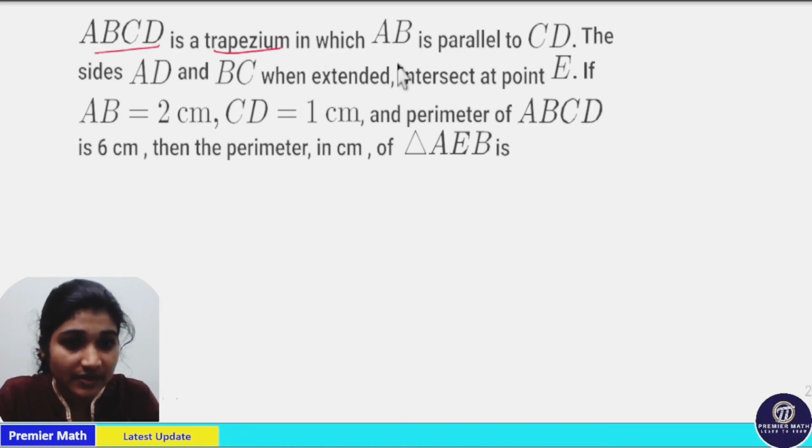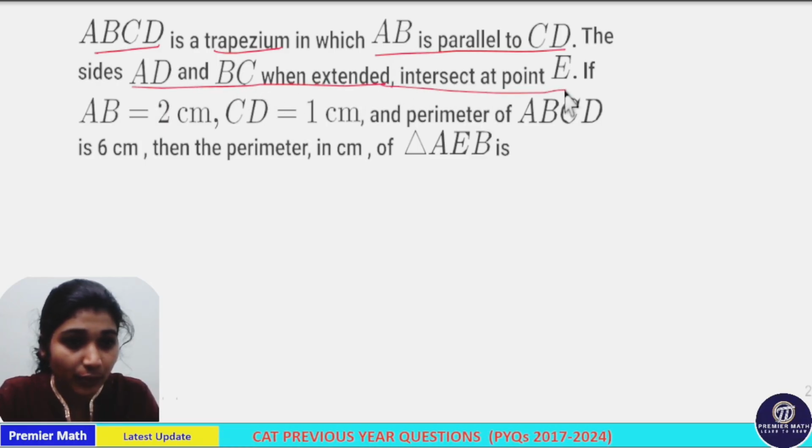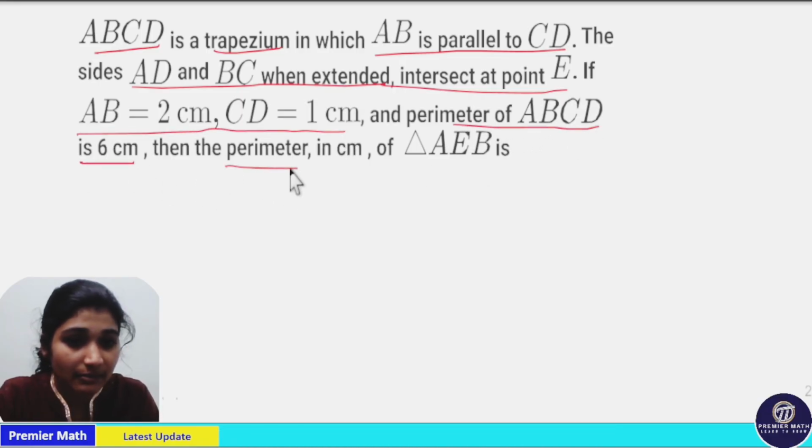ABCD is a trapezium in which AB is parallel to CD. The sides AD and BC, when extended, intersect at point E. If AB is equal to 2 cm, CD is equal to 1 cm, and the perimeter of ABCD is 6 cm, then the perimeter in centimeters of triangle EAB is.